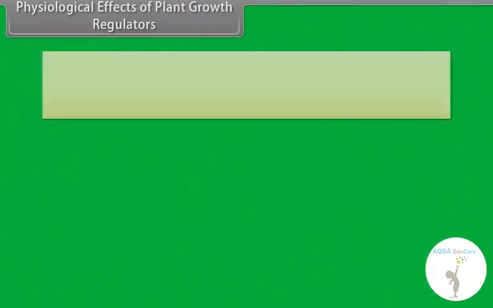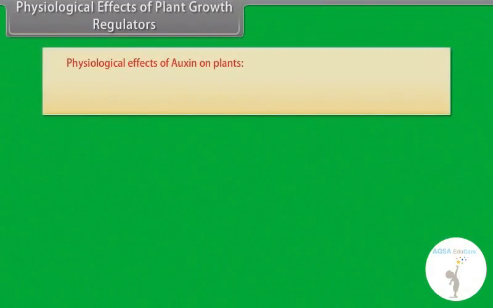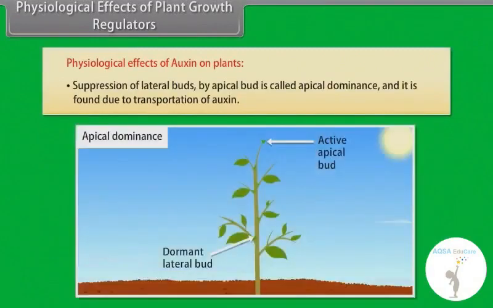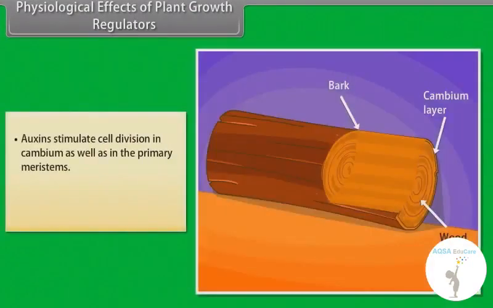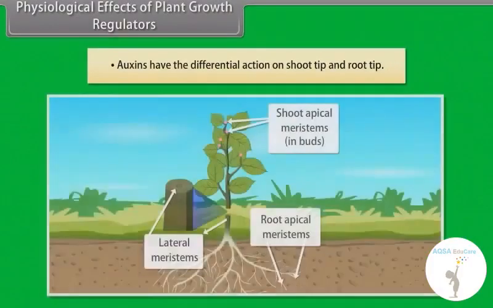Physiological effects of auxin on plants. Suppression of lateral buds by the apical bud is called apical dominance, and it is found to be due to transportation of auxin. Auxin stimulates cell division in the cambium as well as in the primary meristems. Cell elongation is an important role played by auxins. Auxins have differential action on shoot tip and root tip.